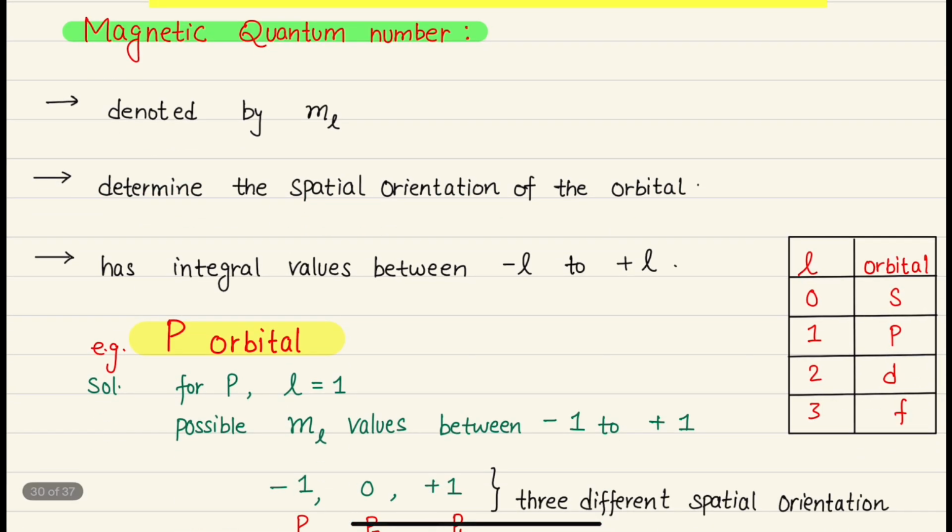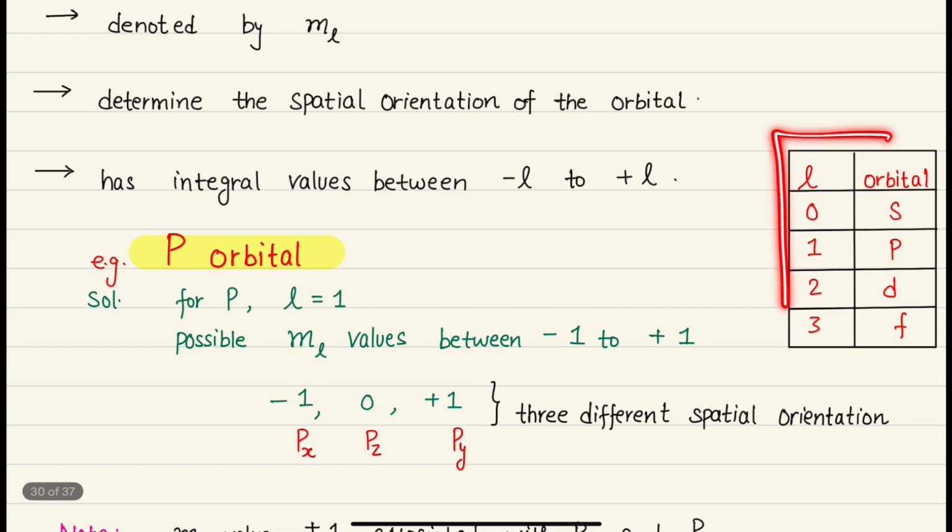Now, what is the value of the magnetic quantum number? The magnetic quantum number has integral values from minus l to plus l. We take only integer values between these numbers, from minus l to plus l. This chart is very important; you have to remember it by heart.